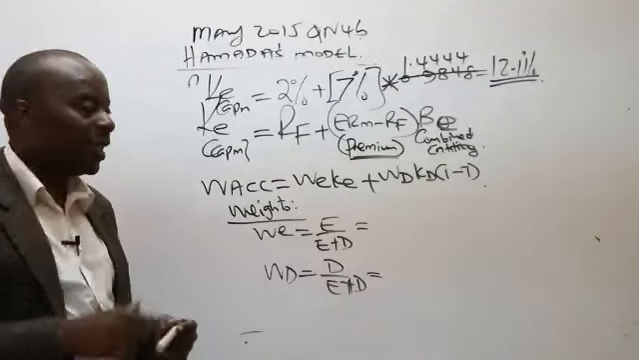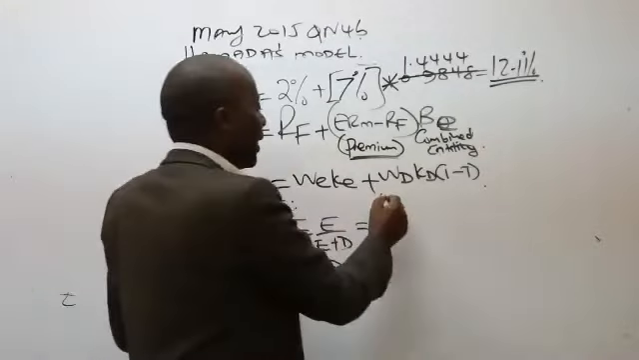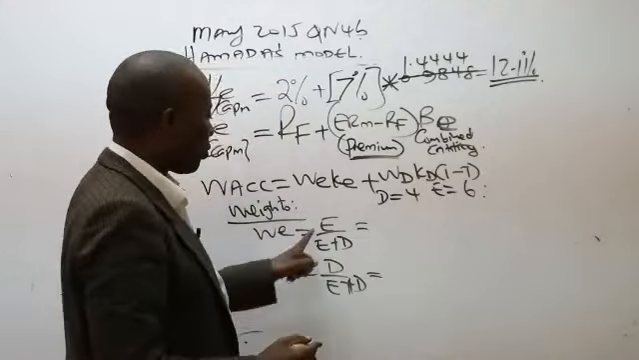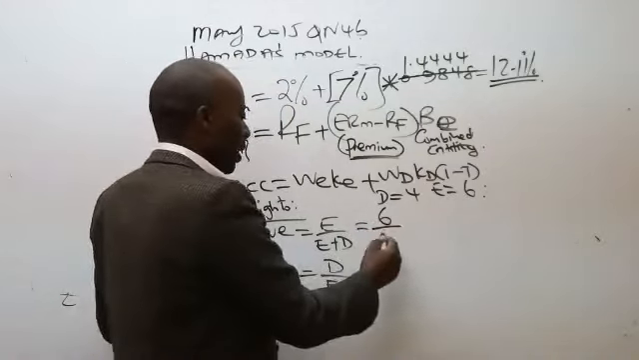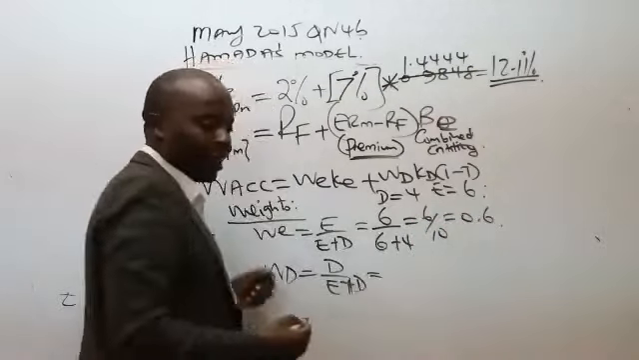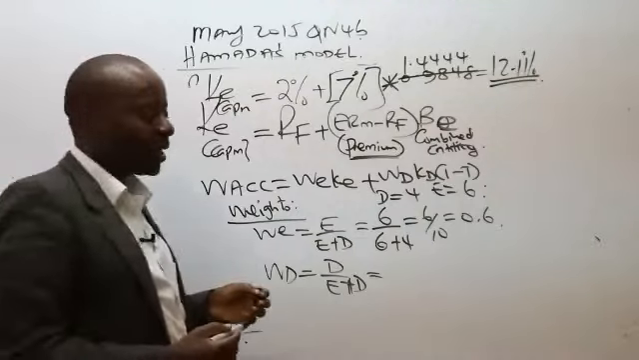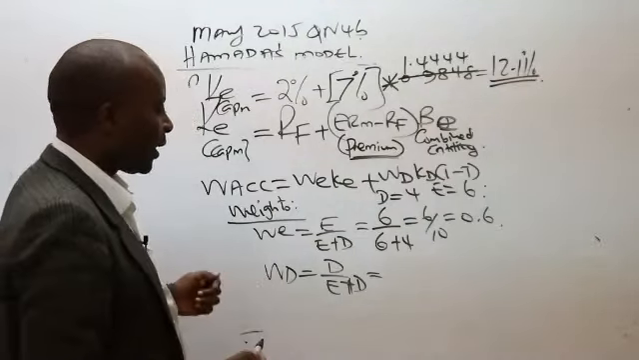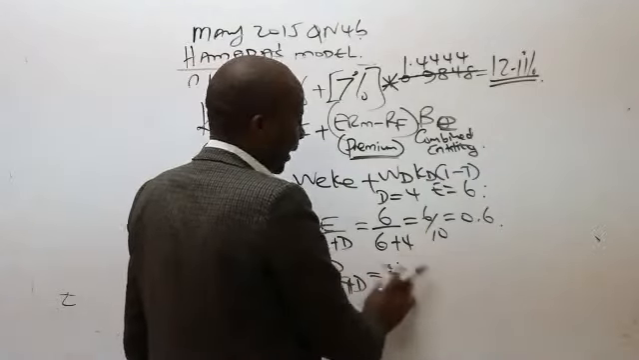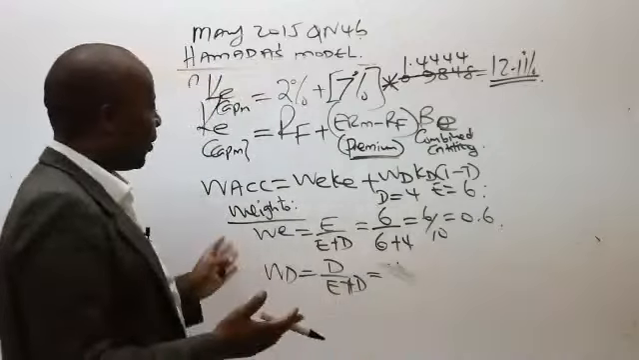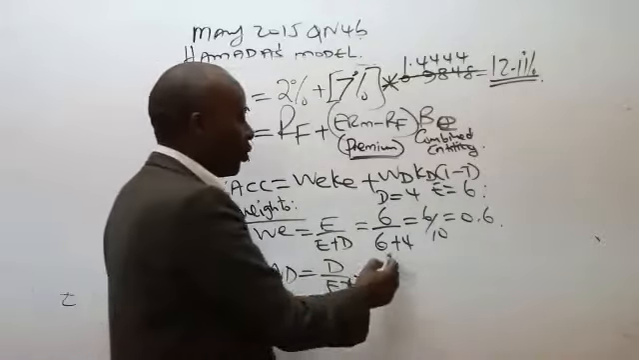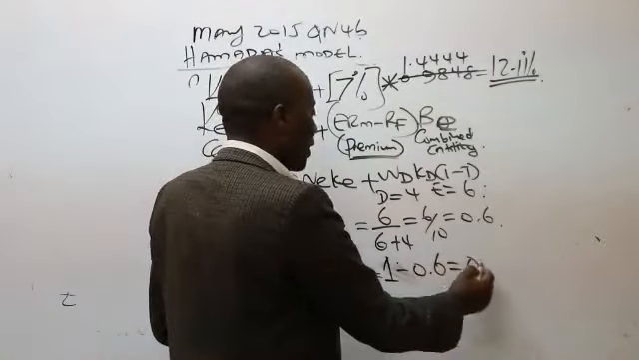Remember, debt is the one that is 4. Equity is the one that is 6. So then the weight of equity will be 6 over 6 plus 4, which will be 6/10, which will be 0.6 like that. After that, ladies and gentlemen, debt is 4. Or rather, I don't even have to go this way. Once I get the weight of equity, I know that the weight of debt now will be 1 minus 0.6, which gives me 0.4.